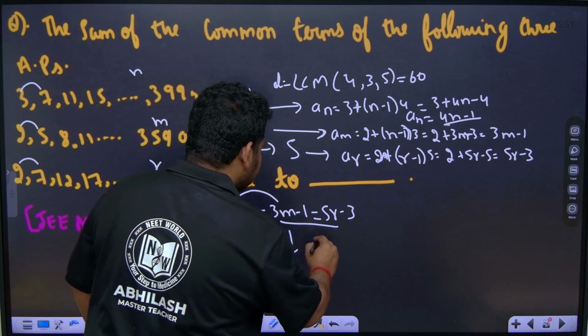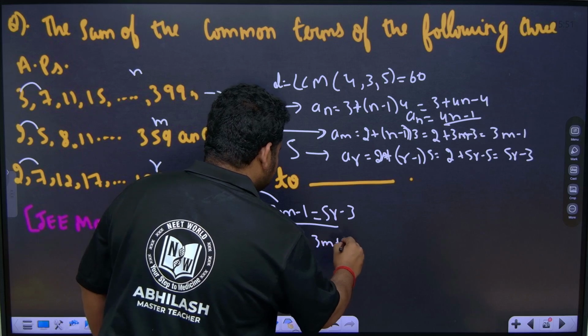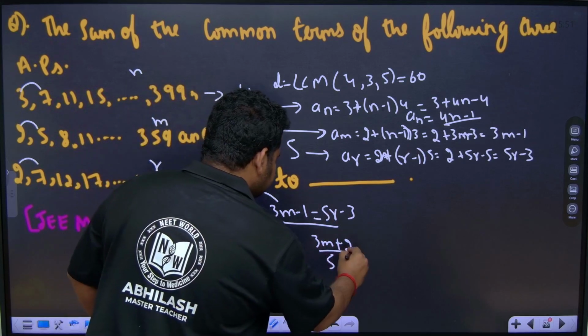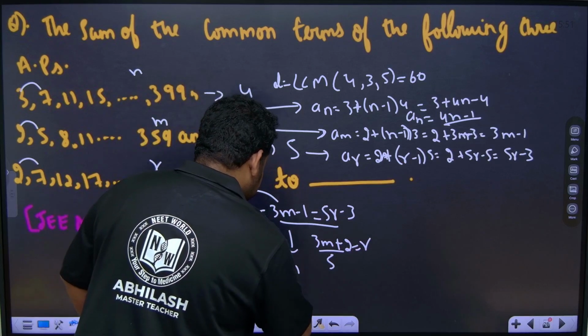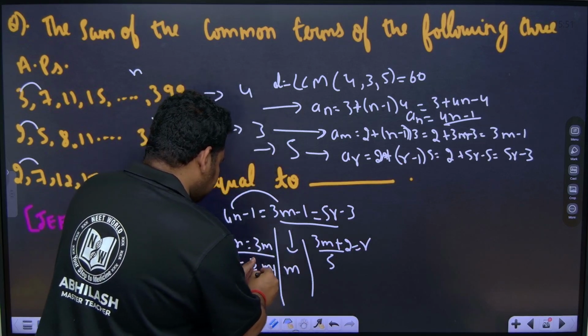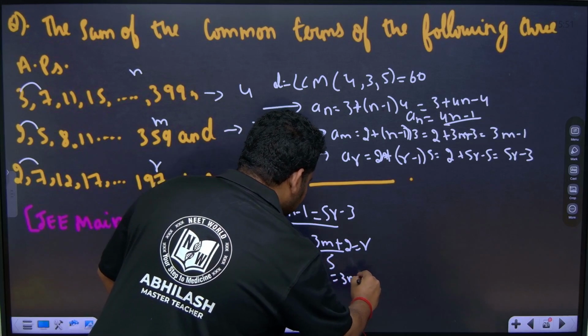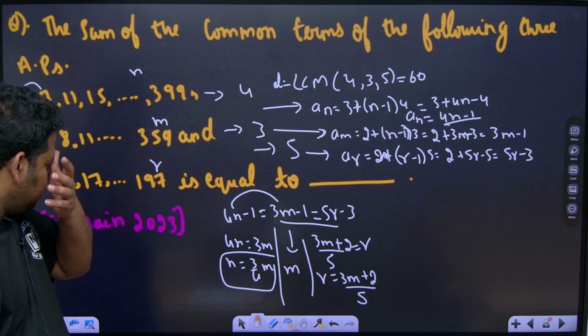So this will become what? This will be 3m minus 3m plus 2, no? If 3 comes this side, this will be (3m plus 2) by 5 is equal to r. Correct? So this is m, n is equal to 3 by 4 m, and r is equal to (3m plus 2) by 5.